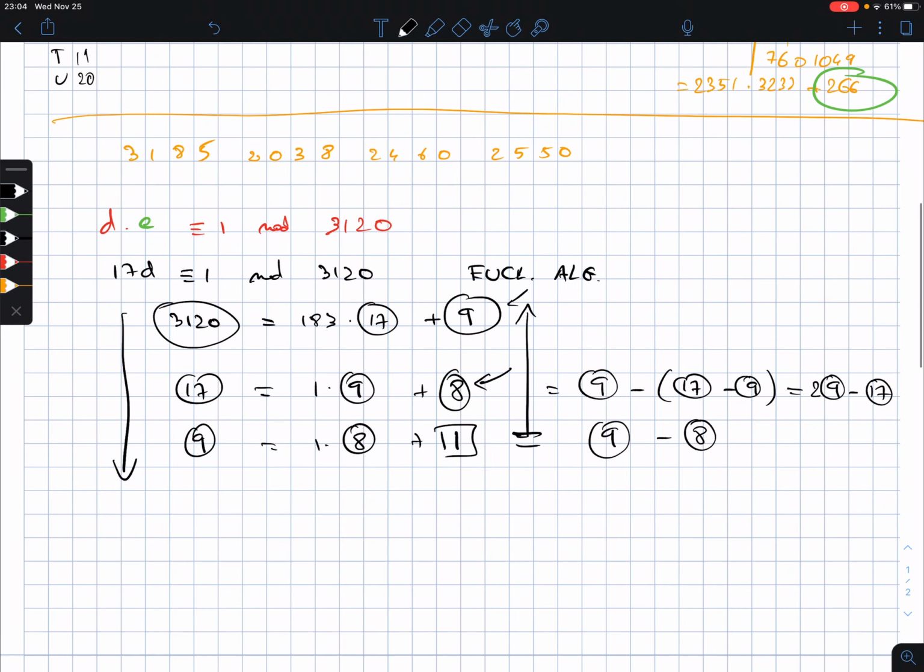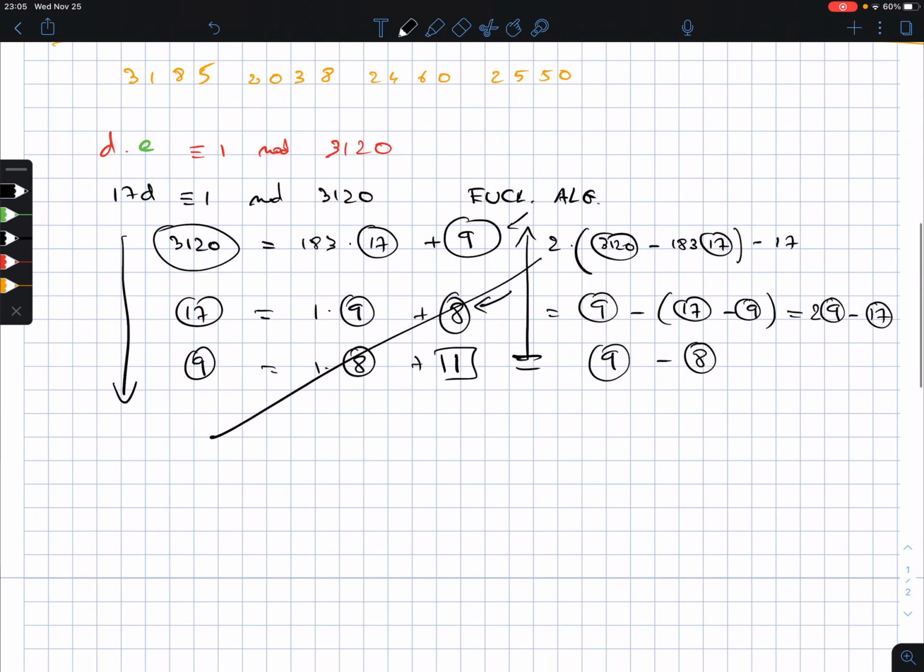Now we use this one. So this is 2 times 3120 minus 183 times 17. And don't forget that you're always subtracting here, right? Because you're always bringing this to the other side. That's why there's a minus here. So that is 2 times 9 and then minus 17. So what is this number? Let me write it up here. It's twice 3120.